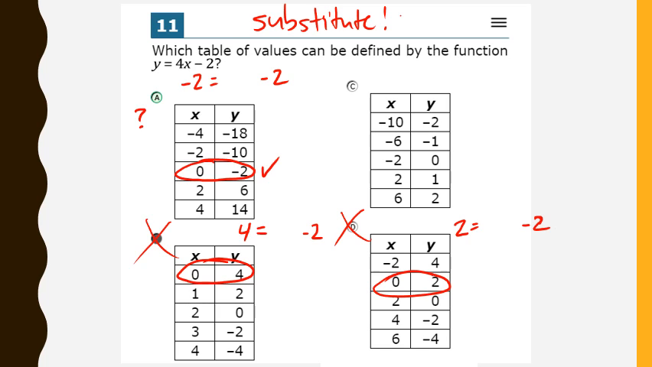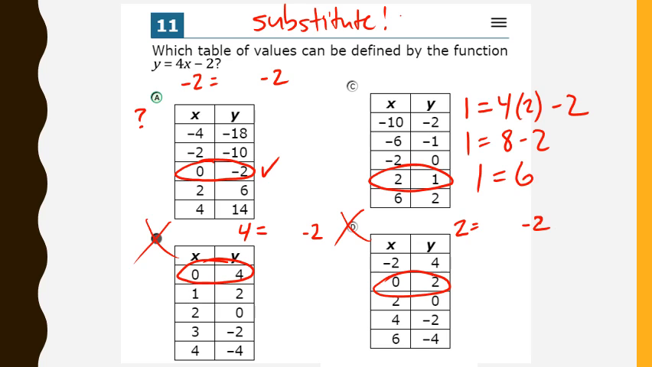Now, I'm going to plug in one more point for C just to see if it works out. So I'm going to plug in the easiest point that I can see, 2, 1. So I'm going to plug in 2 for x and 1 for y. So 1 goes where y is, 2 goes where x is, and let's see if this one works out. So I get 1 is equal to 4 times 2, which is 8, minus 2, and we can already see that it does not work out. So my correct answer was A.